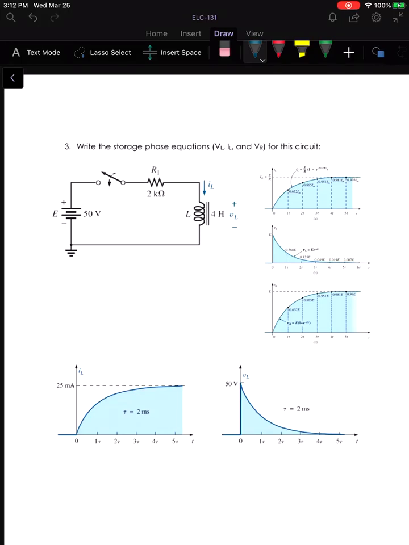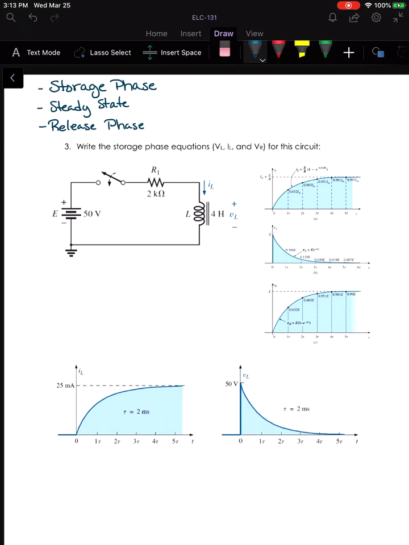The phases of operation for an inductor in a DC circuit are the storage phase, that's when the inductor is storing energy; the steady state condition, that's after we finish the storage phase and we allow the circuit to continue in its steady state with nothing changing; and then there's the release phase, when we release that energy back into the circuit.